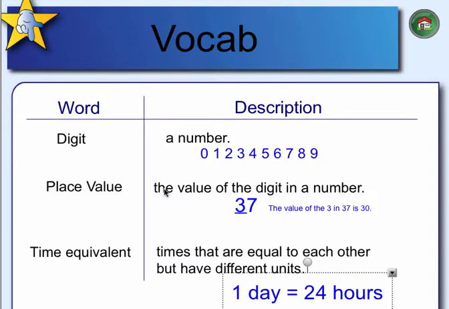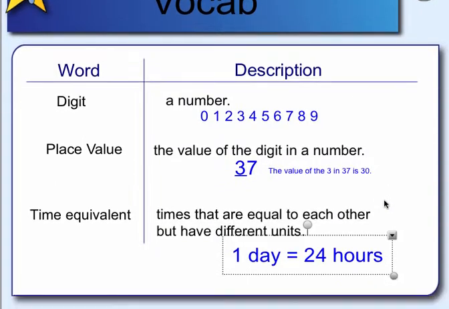Place value, the value of the digit in a number. For example, in the number 37, we would say the value of the 3 in the number 37 would be 30 because you have 3 tens.